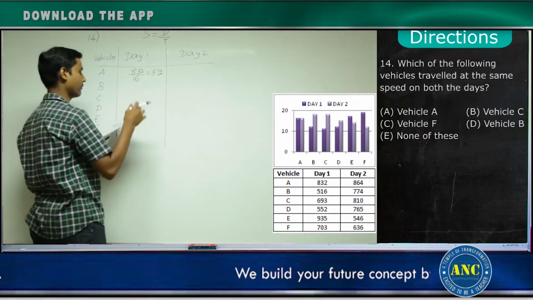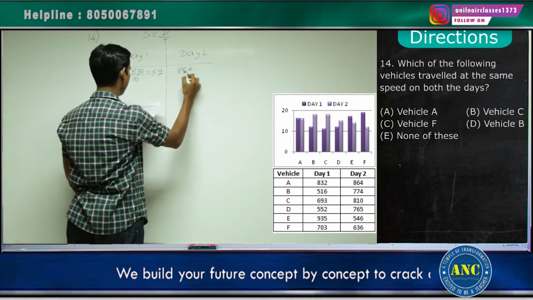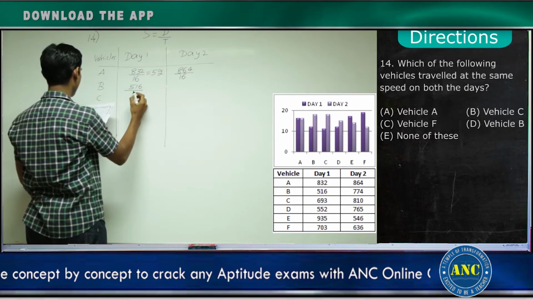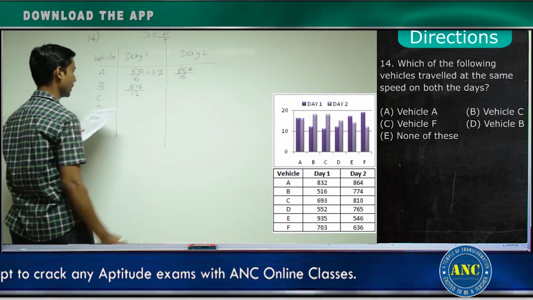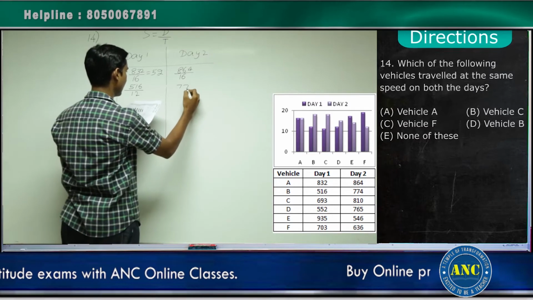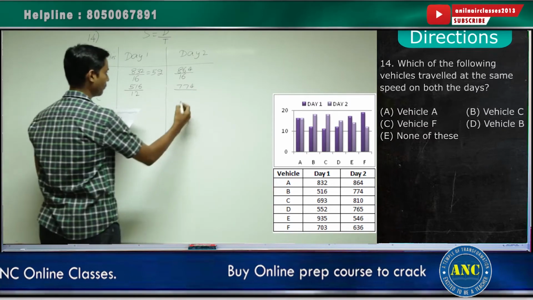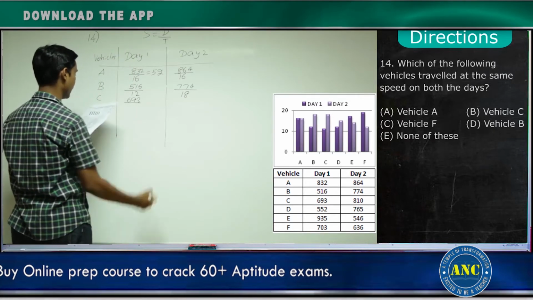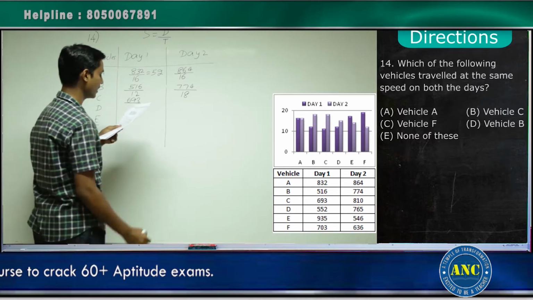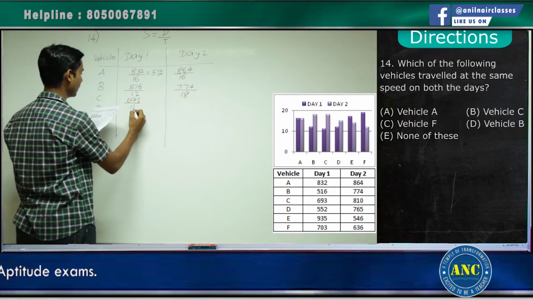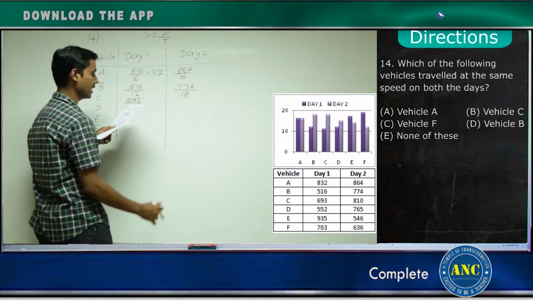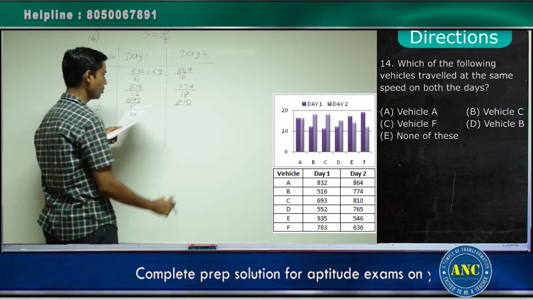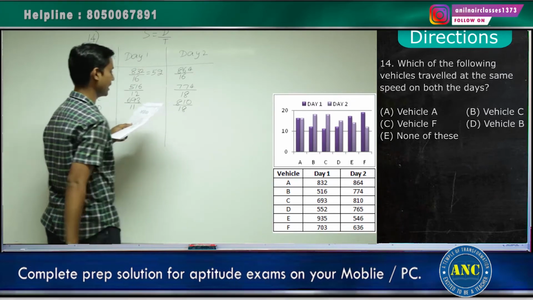Similarly, first let us list out all the fractions. This is 864 divided by 16. Next, vehicle B, it is 516 divided by 12. Here it is 774 divided by 18. Vehicle C, it is 693 divided by, how much is vehicle C time? Vehicle C is 11. Similarly, vehicle C on day 2 it is 810 divided by, what is the value? It is 18. 810 divided by 18 on day 2.